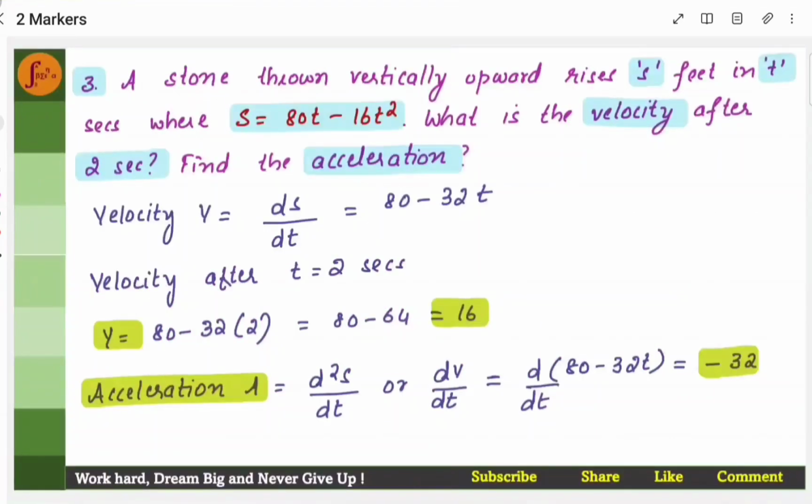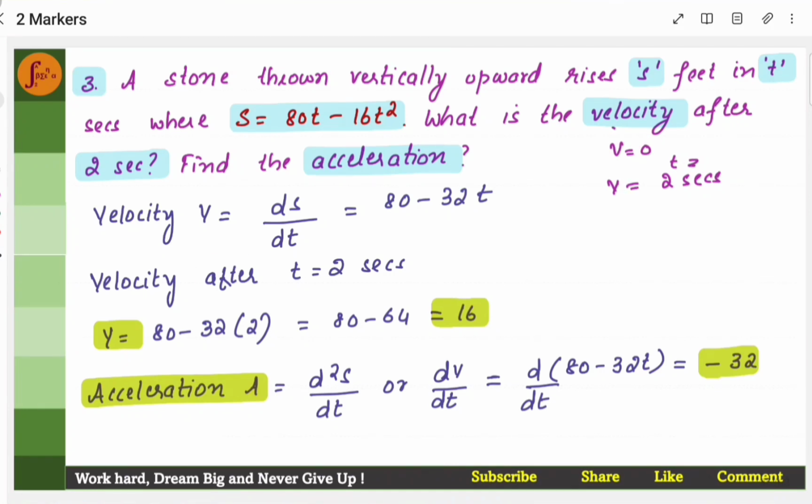Third one. A stone thrown vertically upward rises s feet in t seconds, where displacement is given. What is the velocity after 2 seconds? Find the acceleration. See, this is exactly similar to the other problem. There it was initial velocity, where t is 0. Here they've asked to find velocity when t is equal to 2 seconds.